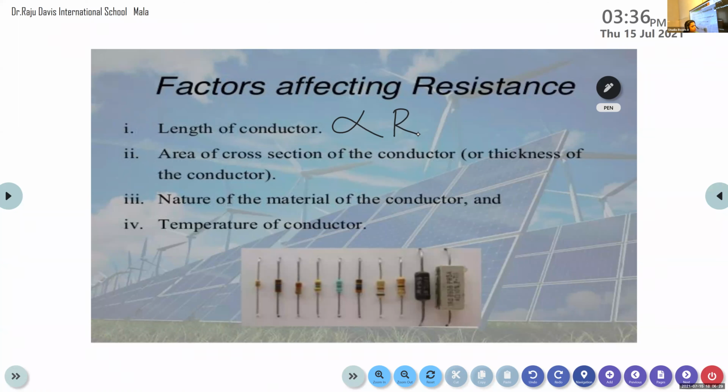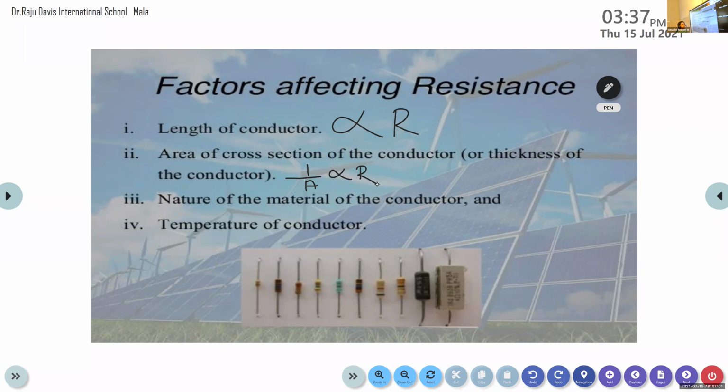The next question to Nisia. What is the relation between area of cross section of the conductor and the resistance? Yes, ma'am. Area of cross section is inversely proportional to the resistance. Very good. Area of cross section is inversely proportional to resistance, or we can write 1 by A is proportional to resistance.